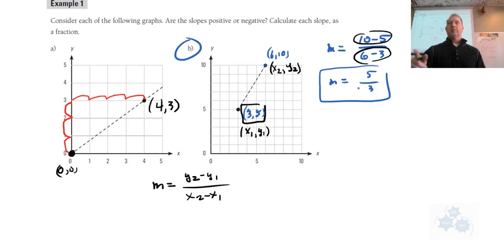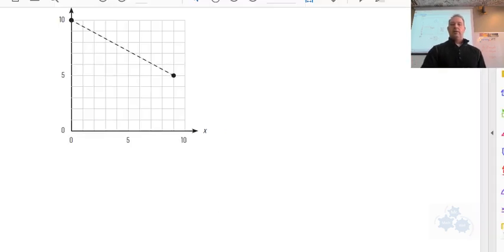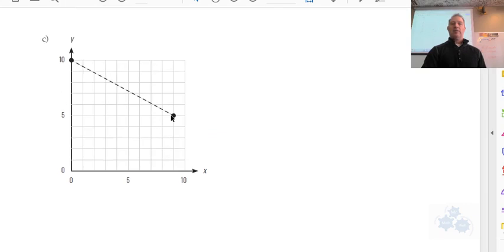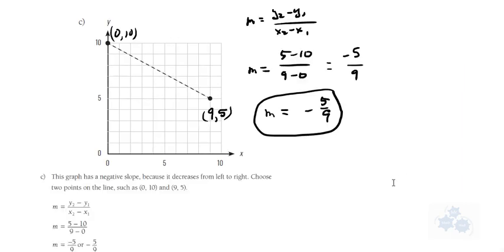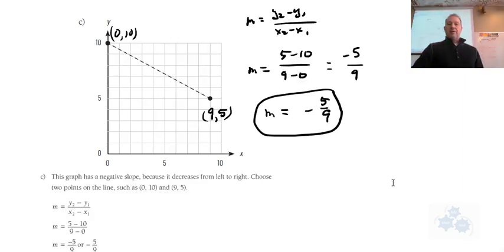Okay, any questions about that? All right. Okay, now take a moment to do this one. Do C. And just jot down your work real quick, right beside it there. All right, so again, first thing you want to do is identify the points, okay? And you can use your new slope function here. You should have a value of negative 5 over 9.